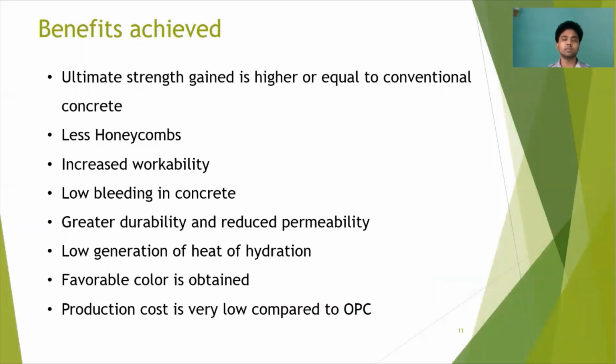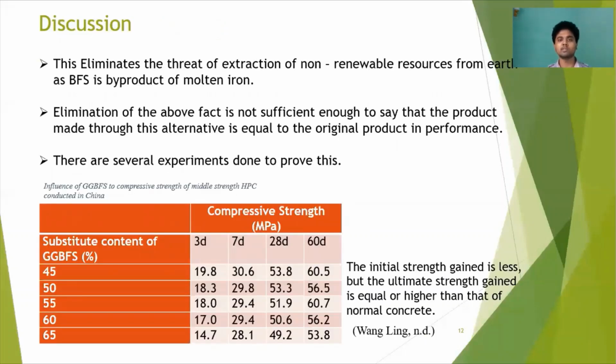There are many benefits achieved by using blast furnace slag in concrete. One of them is that the ultimate strength gain is higher, with less honeycombing and increased workability. You can see that when you perform the slump test. There is low bleeding in concrete, that means you may not find a layer of water on top of the laid concrete. Greater durability and reduced permeability, and low generation of heat of hydration, which will prevent thermal cracking. Favorable color is obtained. The production cost is very low compared to OPC. That means there will not be that much cost for extraction of raw materials. So choosing blast furnace slag eliminates this threat of extraction of non-renewable resources.